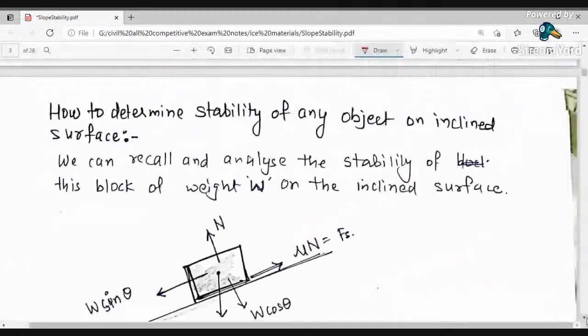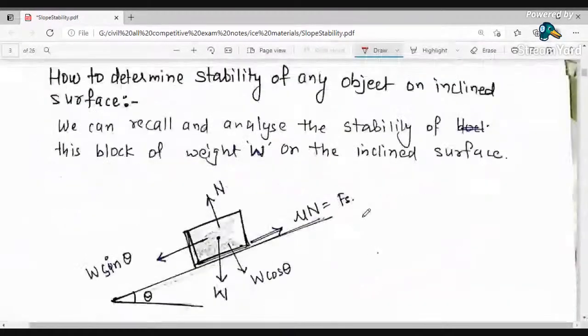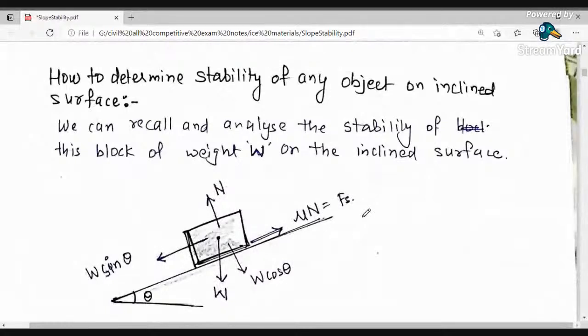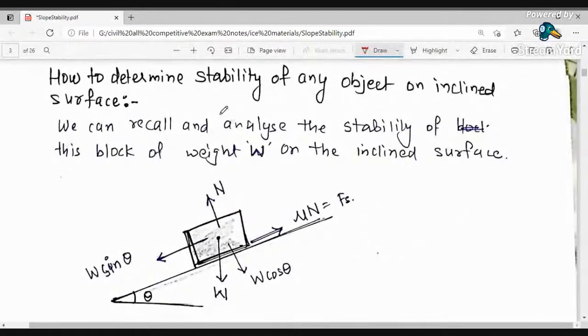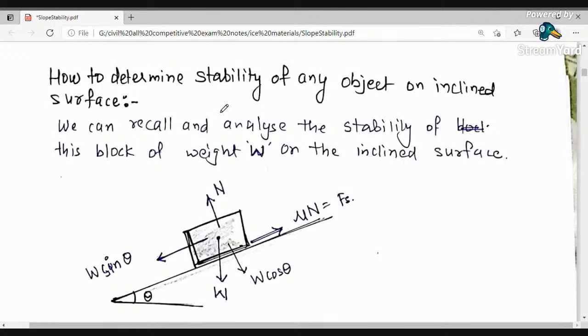Next, how to determine the stability of any object on an inclined surface. The main purpose of analyzing the slope is to know the stability, right? For stability determination, we are assuming the soil particle as a block. So for the soil particles, we take it as a block. We can recall and analyze the stability of this block of weight W on an inclined surface.